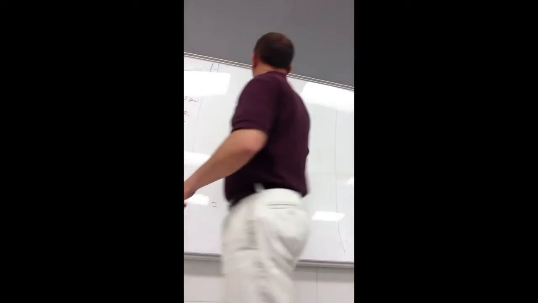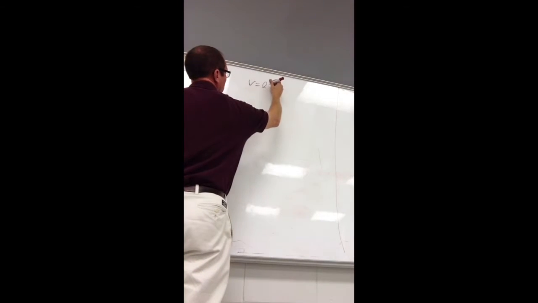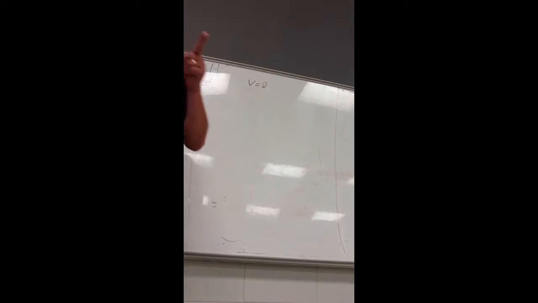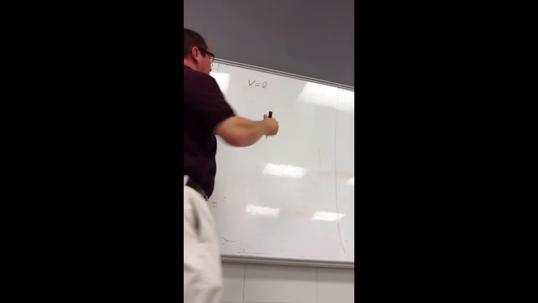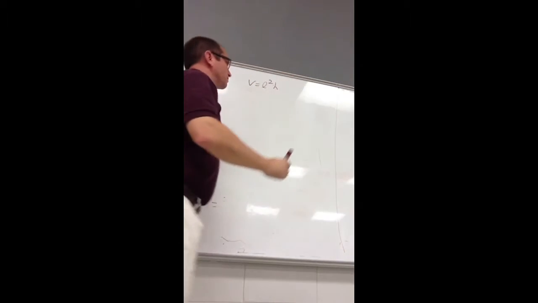Well, first off, we have to go into the volume. And we know that volume is equal to length times width times height. But since the bottom of the box is a square, we can say that the volume is going to be L squared times H.